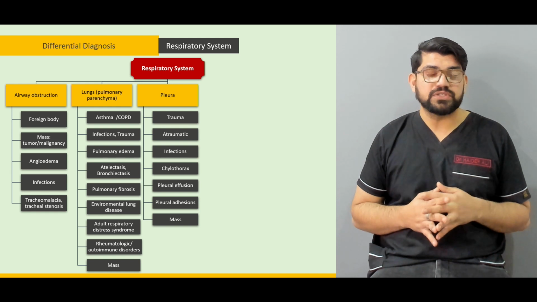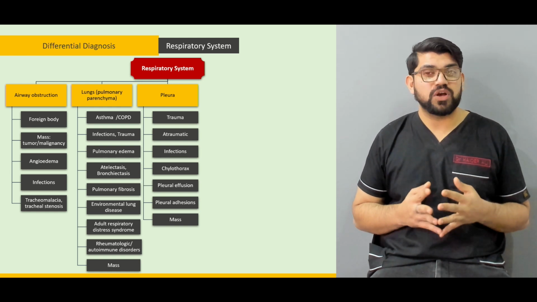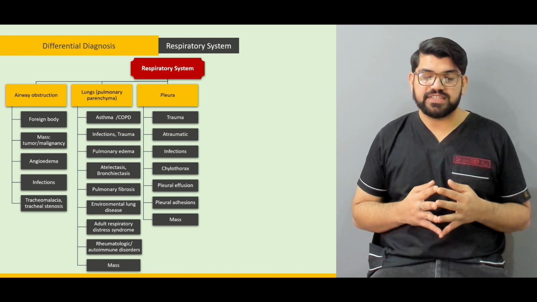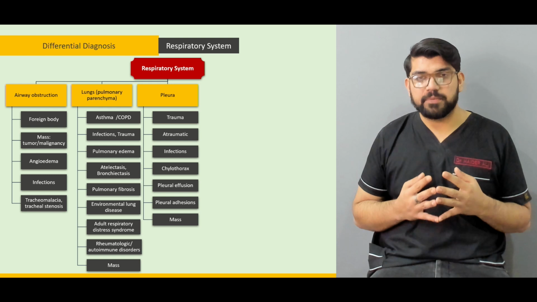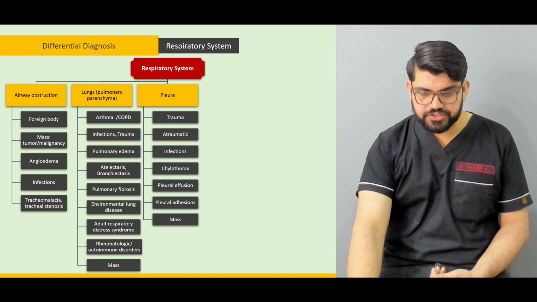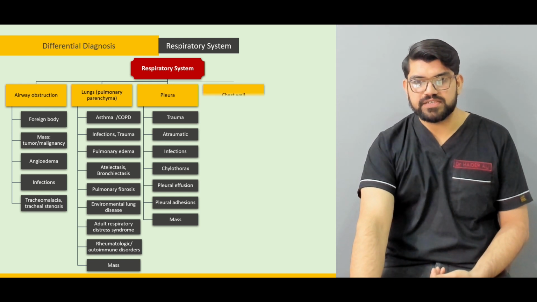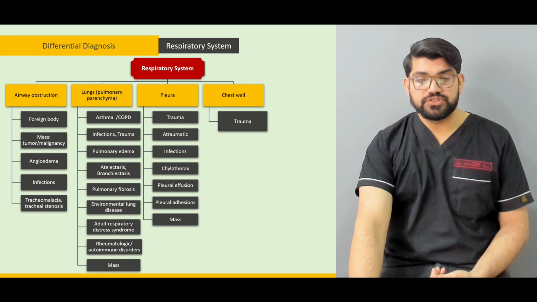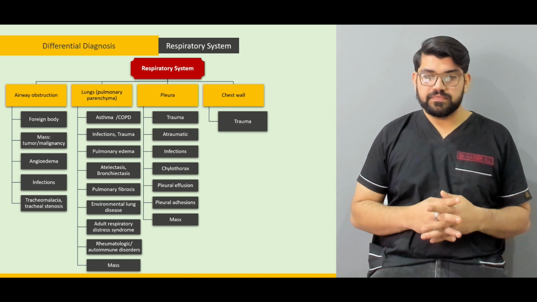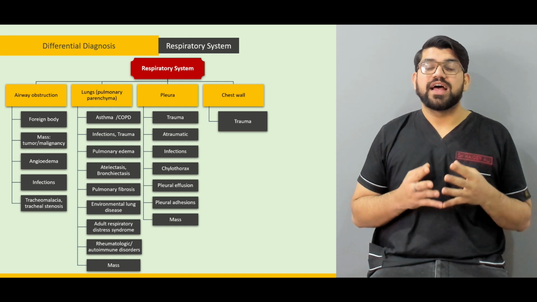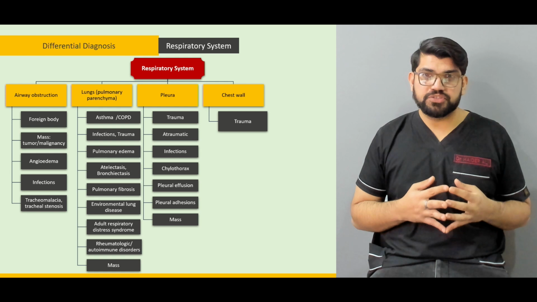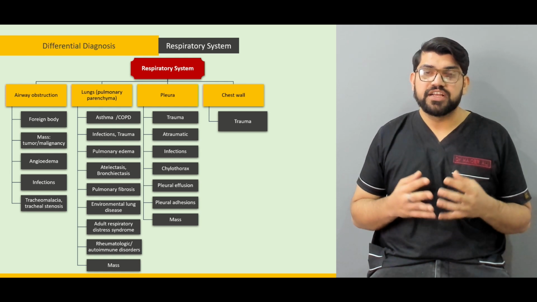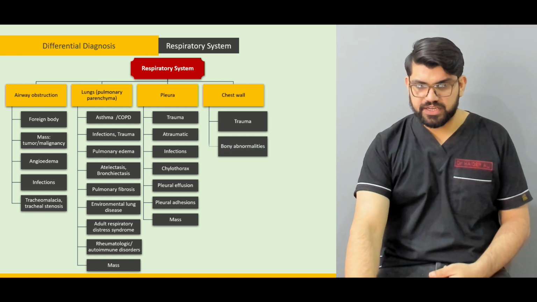Mass, again, as I said, mesothelioma, the most common tumor of the pleural cavity, is highly associated with asbestos exposure and can present with shortness of breath and signs and symptoms of respiratory compromise. Chest wall abnormalities, trauma, again. Then there would be patients with long-standing COPD. They can have a barrel chest. Patients with kyphosis can present with chest wall abnormalities and increased respiratory tract symptoms.